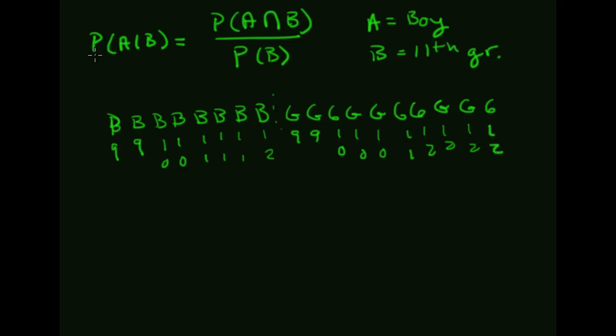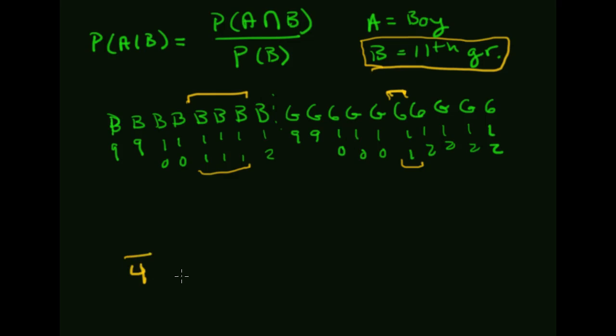Okay, so A given B. I'm given that the person I'm selecting is an 11th grader. So that means I have picked one of these 3 people, or I've picked this one, because that's all the 11th graders. Given that I've picked one of those 4 people, what is the probability that it's a boy? Well, 3 out of 4 of those are boys. So this should be the probability of getting a boy, given that I have an 11th grader.